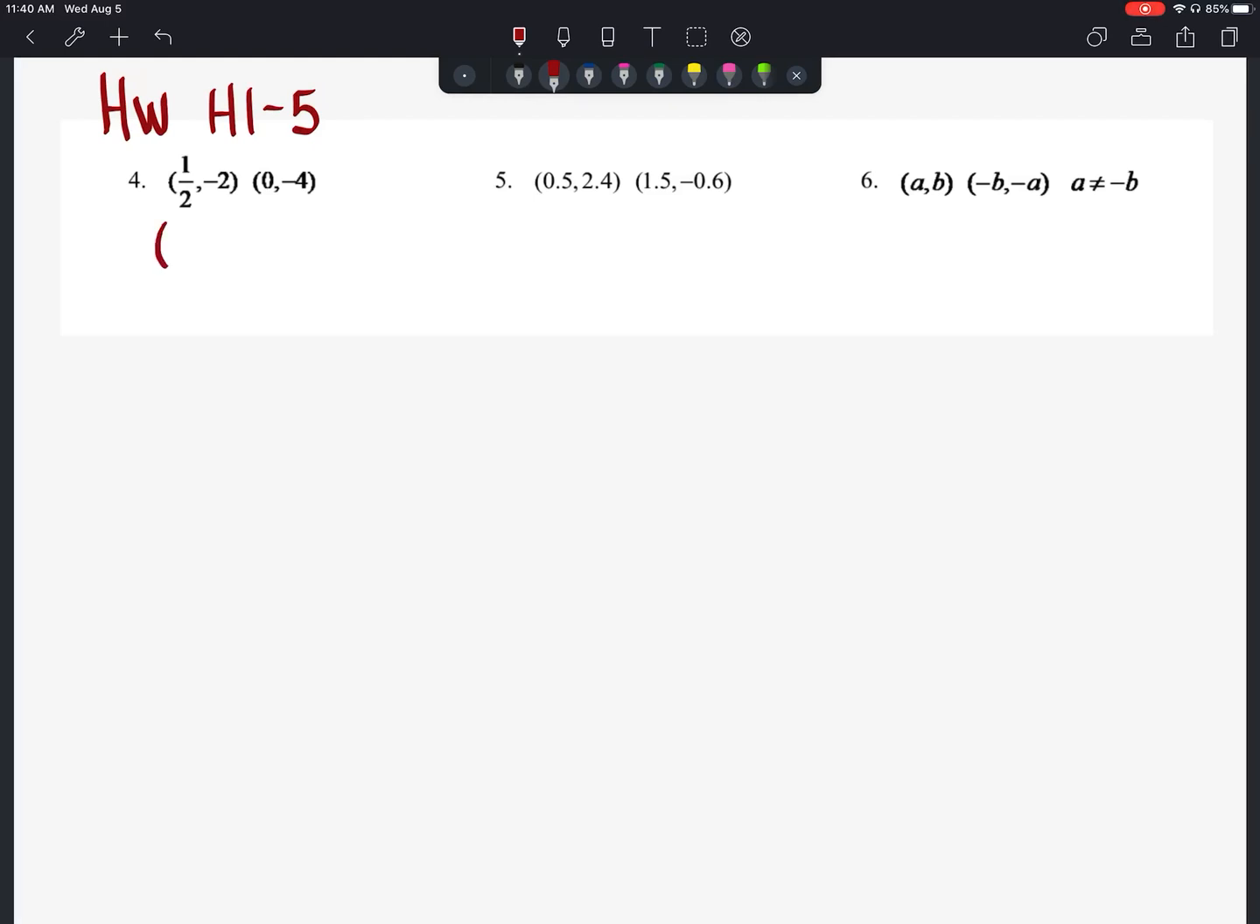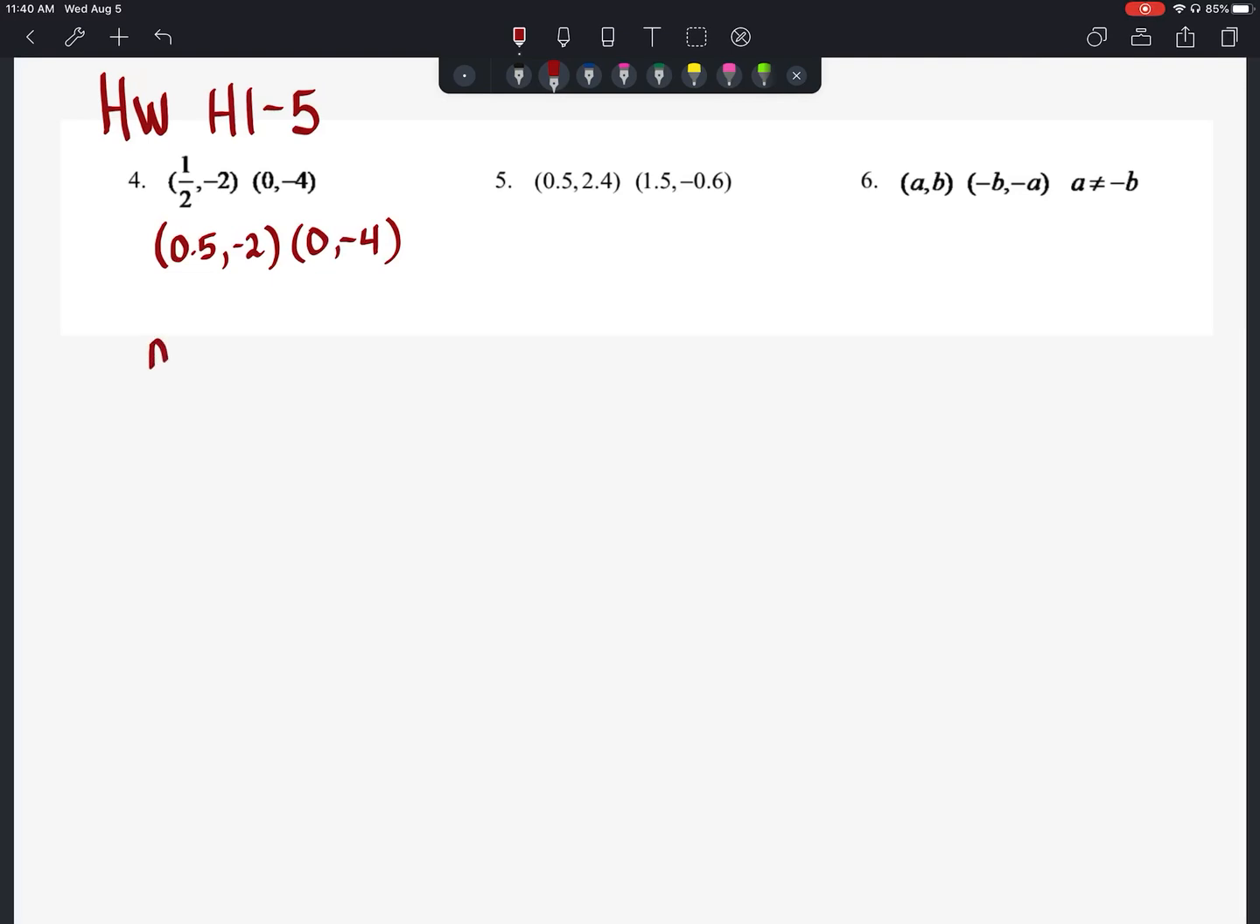And if you're more comfortable seeing decimals, since that's a terminating decimal, you can go ahead and change that to 0.5, -2 if you want to. You don't have to do that. I just want to make sure you're comfortable doing it whatever way you want there.